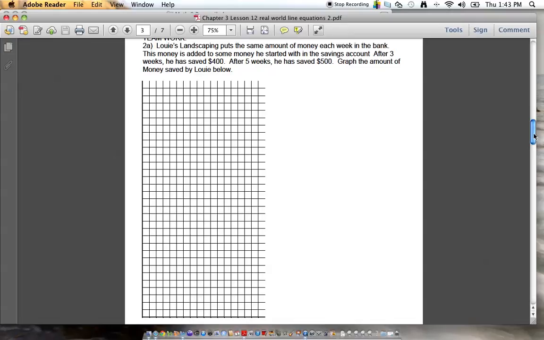If you want to work together, if you're feeling like you don't know how to do it, feel free to work together. I just want to make sure that conversation is all about math.